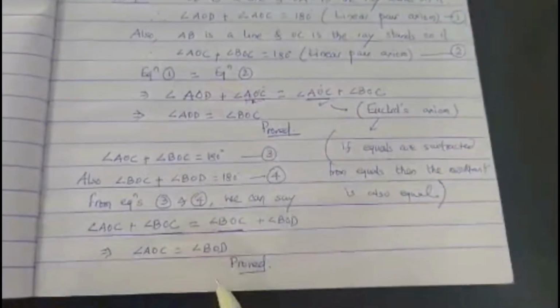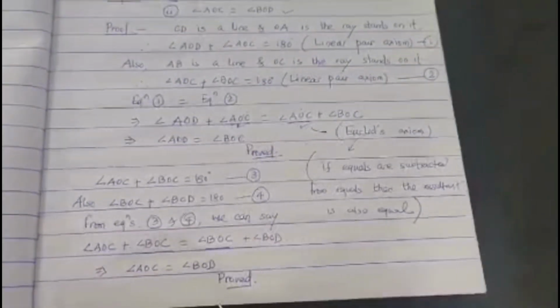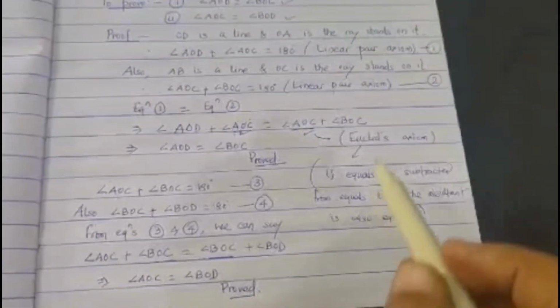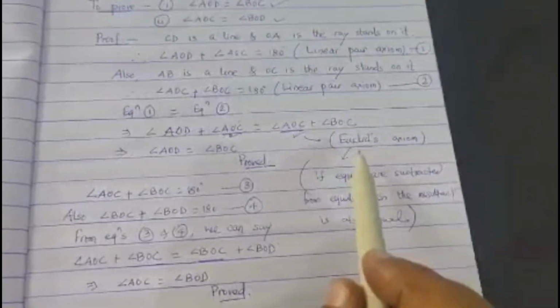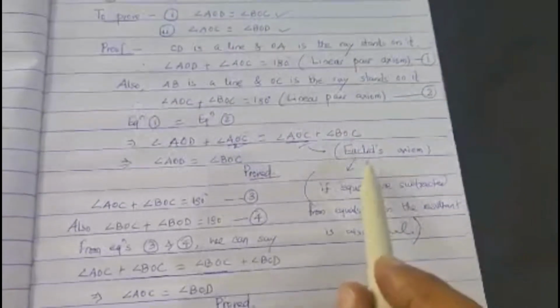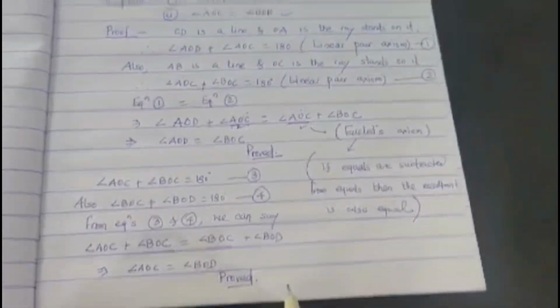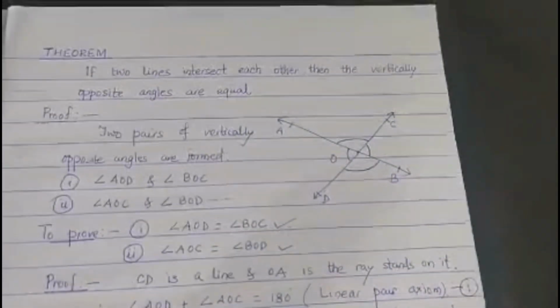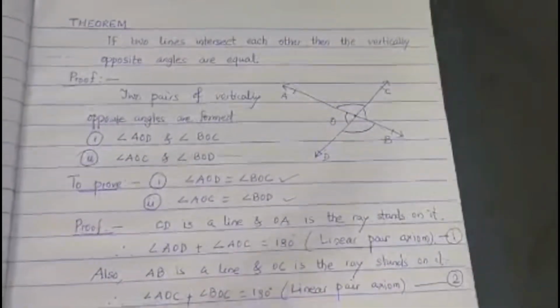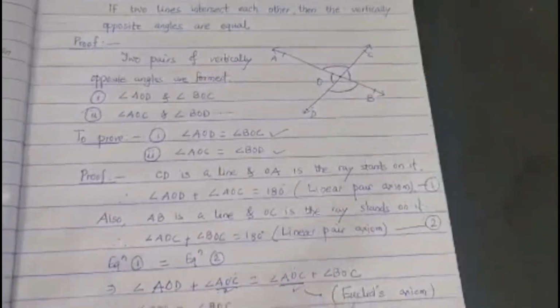So these two have been proved very simply using the things you have studied in lecture 1 and also from the earlier chapter, that is Euclid's axioms and postulates. So we are using this axiom and the linear pair axiom. So I hope you understand it very well. So let's move on and take some questions based on these topics.